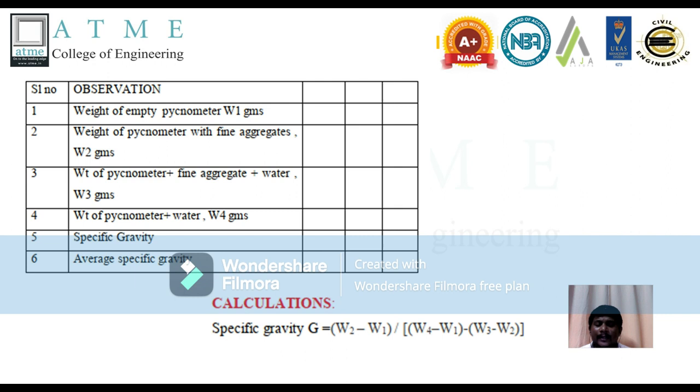The specific gravity of the fine aggregate is calculated by the formula (W2 minus W1) divided by (W4 minus W1) minus (W3 minus W2). This experiment has to be repeated for 3 trials to get a concordant value of the specific gravity. Now let us move towards the laboratory and see how to conduct this experiment.